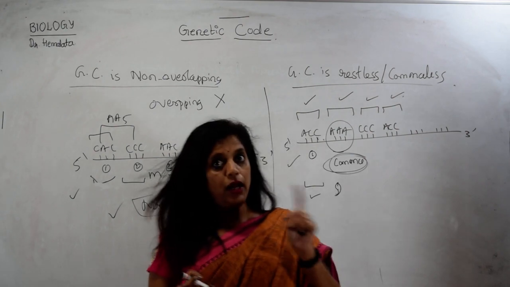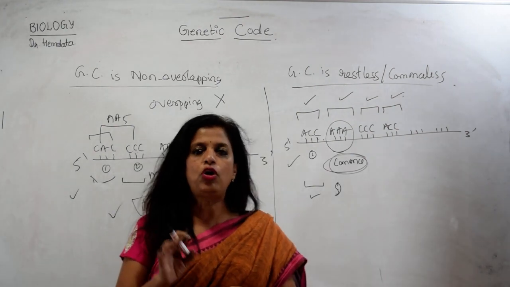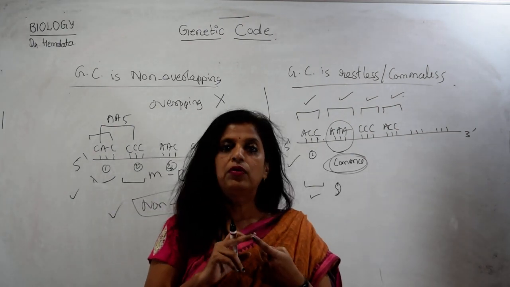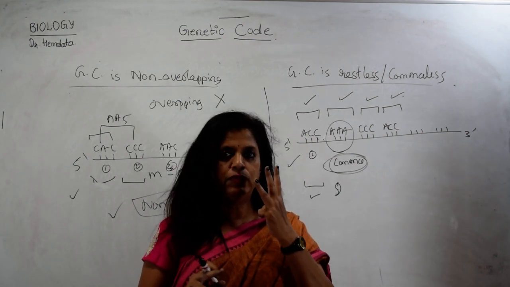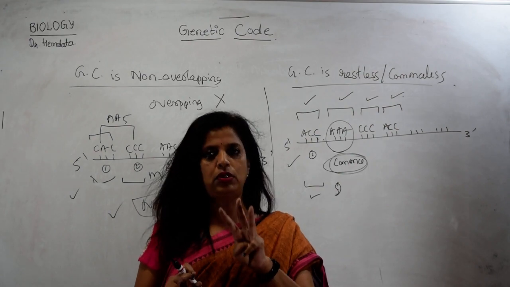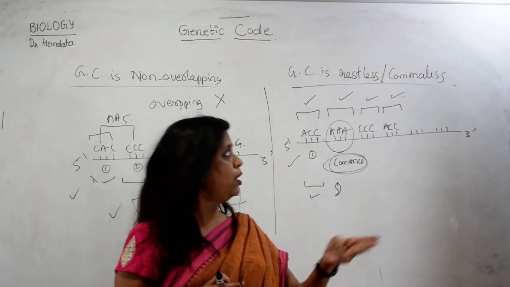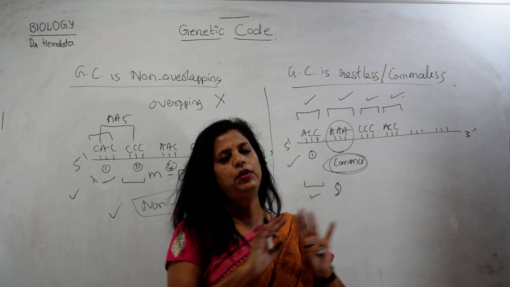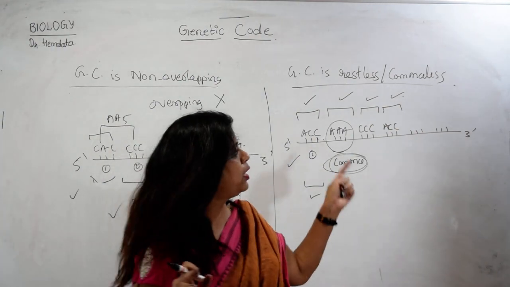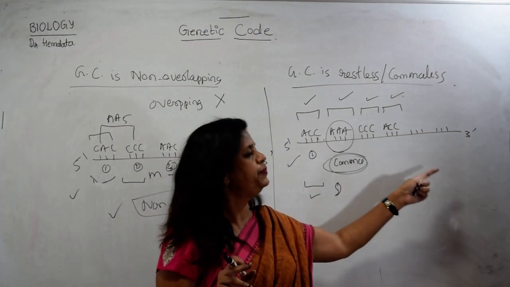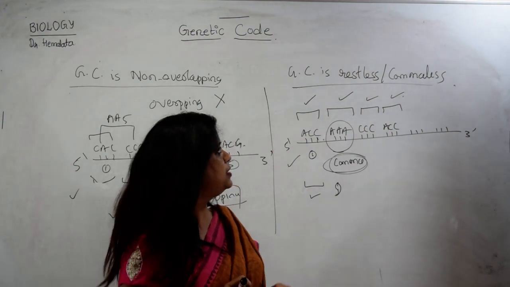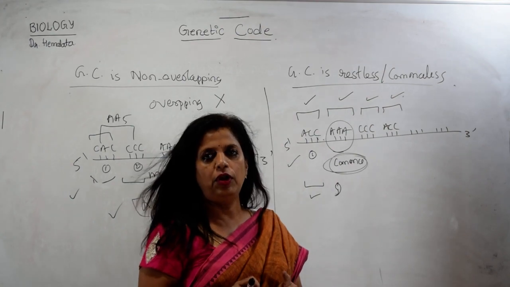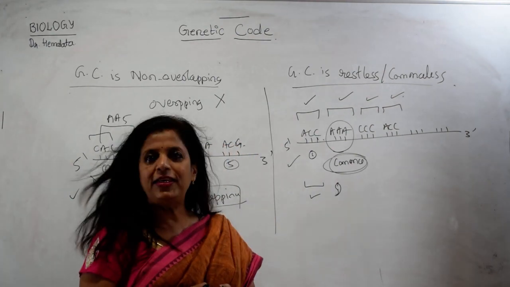No. But there are stop codons at the end. The stop codons, which you also call the terminator codons, are UAA, UGA, UAG. These three are called the stop codons or terminator codons. They will not come in between. If they come in between, the protein synthesis stops. They normally come at the end of translation. Therefore, they are called the stop codons or terminator codons. But in the same way, there is no comma code. Therefore, it is said to be a restless coding language.